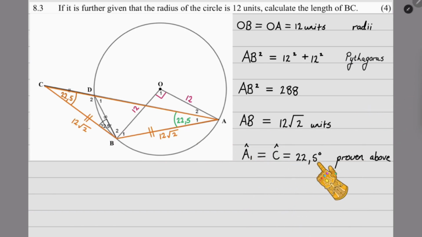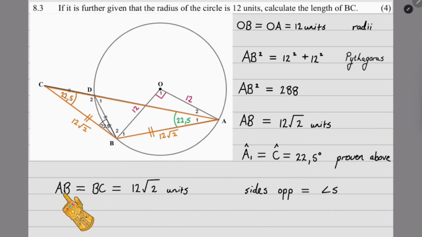And we state it just like that. A1 is the same size as C, which is 22.5, and we did prove that above. And now we jump into our concluding statement that AB has the same length as CB, and we simply say AB equals BC. And our reason for concluding that is what we spoke about earlier, sides opposite equal angles. So this side is opposite that equal angle, and this side is opposite that equal angle. And now we have the length of BC, and we've successfully answered what they asked for.